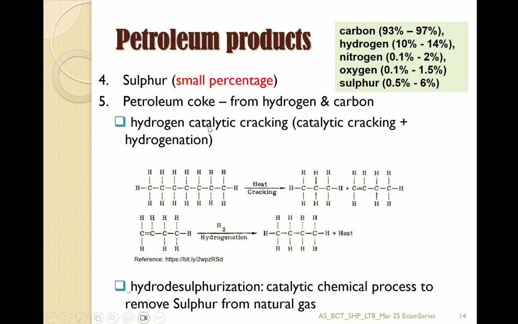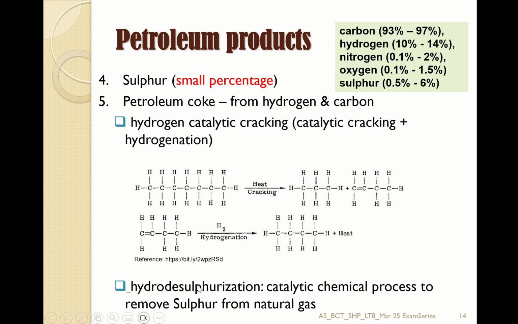There's a little bit of sulfur. This content depends on which region your crude oil is taken from. Some regions have higher sulfur, some have lower sulfur. Petroleum coke: this one, they break down the less useful, big molecules into smaller, more useful molecules. They break it down to smaller molecules, and then they hydrogenate it to get the smaller, more useful molecules.